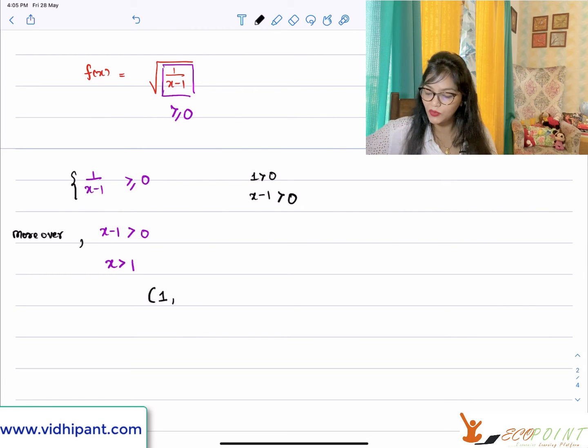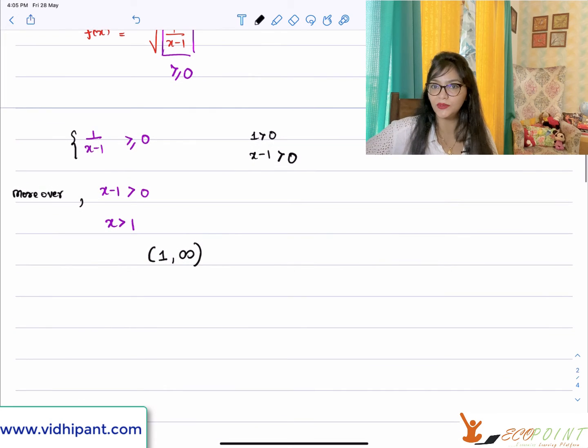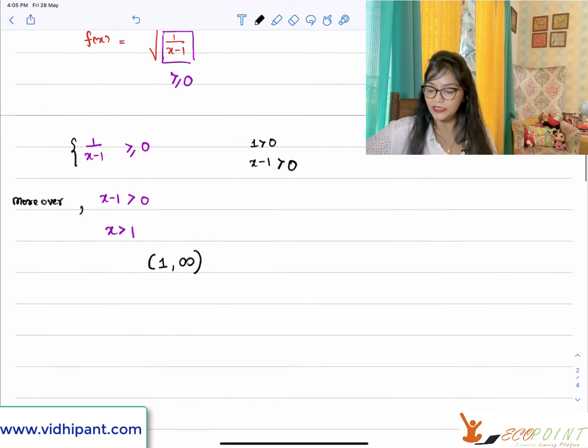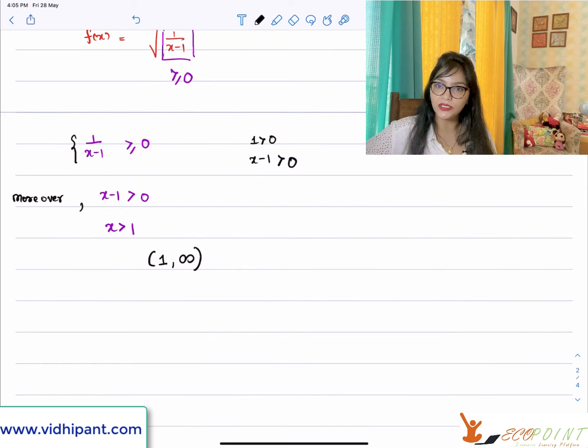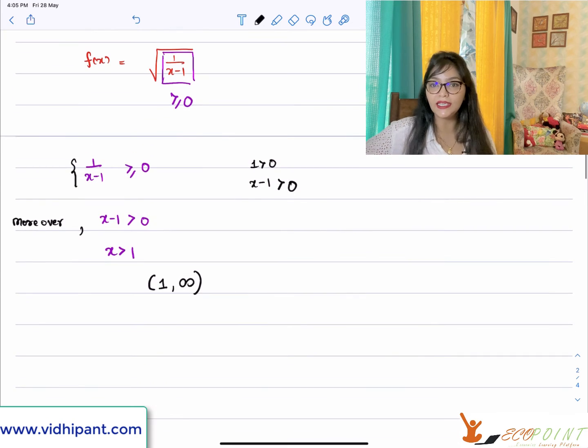That means an open interval, you will call it an open interval. You cannot include 1. Everything greater than 1 is good, but 1 cannot be included. So 1 to infinity, everything from 1 to infinity is good. Except for these, I cannot take any other input.